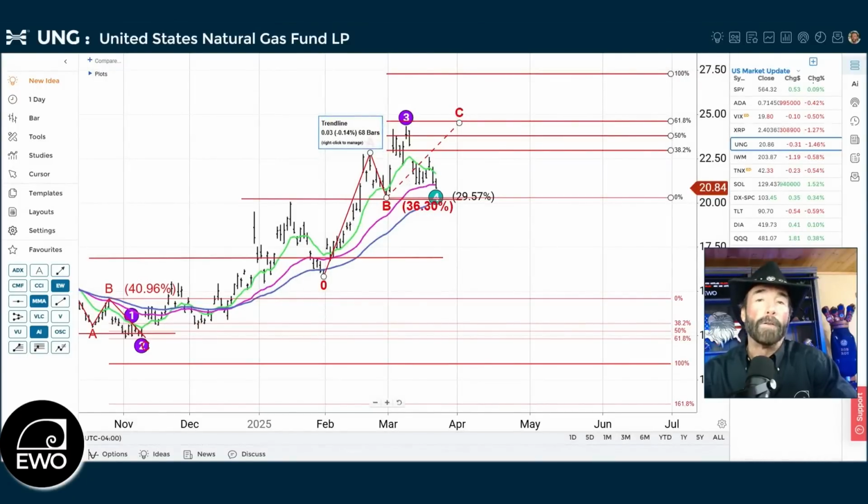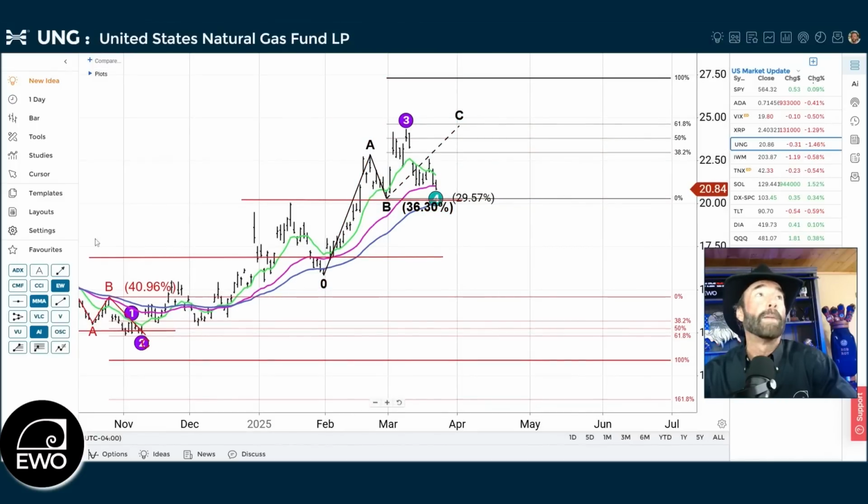How many data centers are going to be built? How long is it going to take to build them? How much natural gas are they going to use? So there's some questions out there as far as a sustainable bounce, but we are labeling a wave 4. Even though it's under 30%, it passed that 23.6% fib level. So the algorithm labeled it.